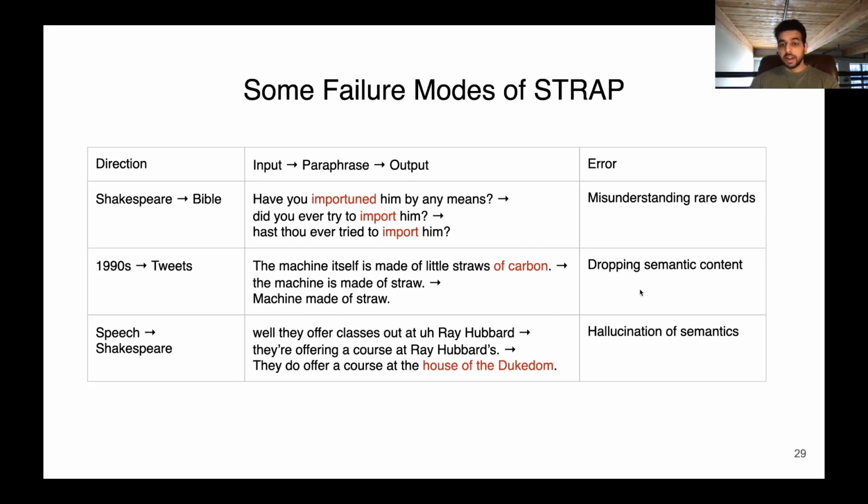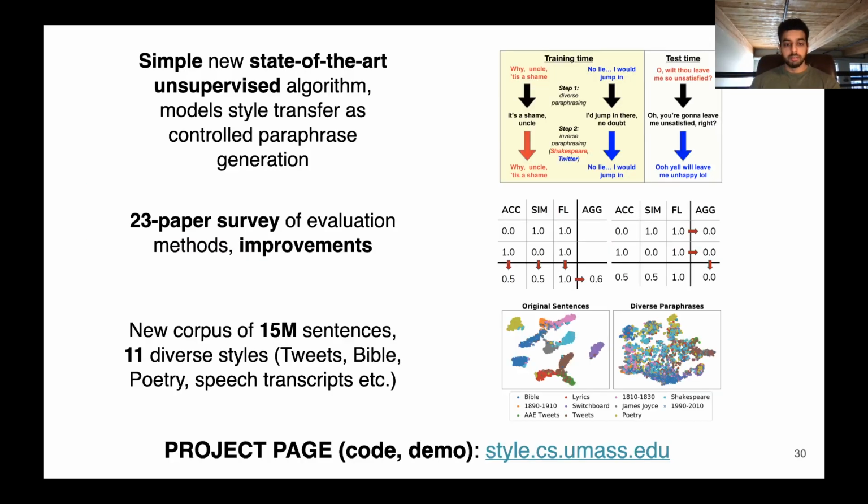Another error case is where it drops semantic content. The input sentence is "the machine itself is made of little straws of carbon." The diverse paraphraser just ignored the carbon part, and then we got something like "machine made of straw," which obviously is wrong. Sometimes it just hallucinates random stuff, which is a common problem with all of these kinds of neural language models. And of course, hopefully they improve in the future.